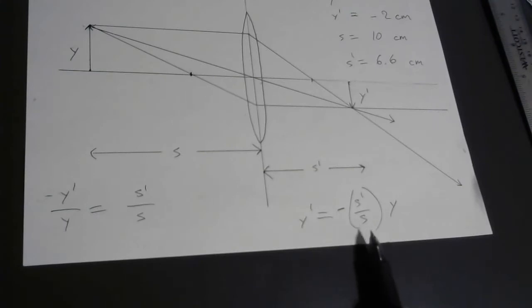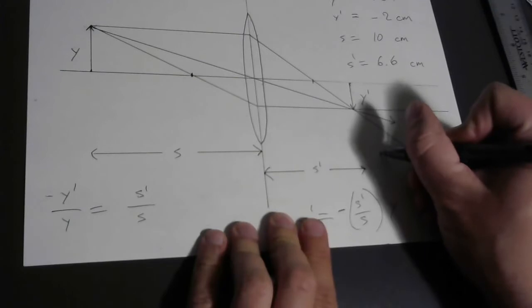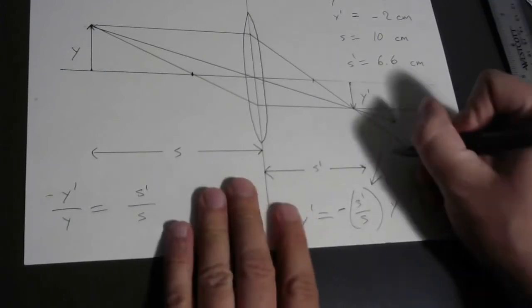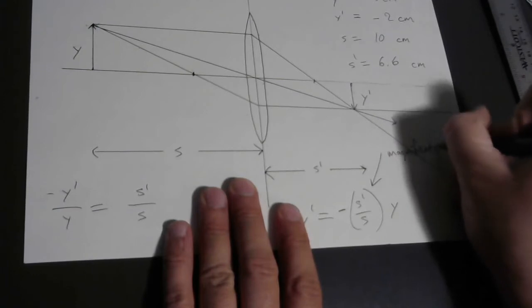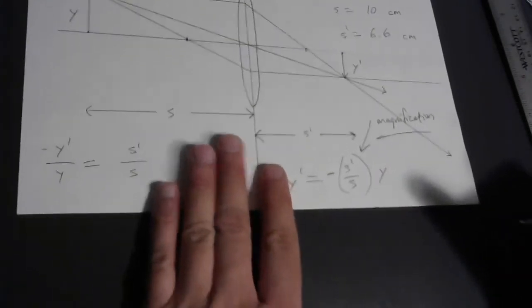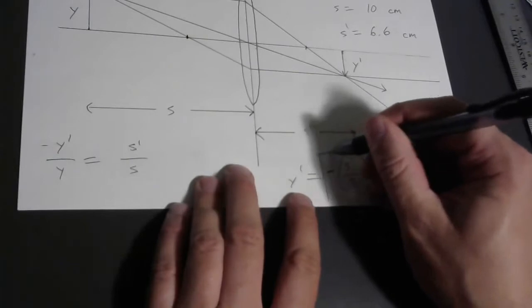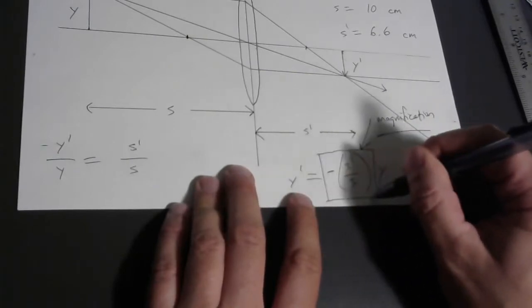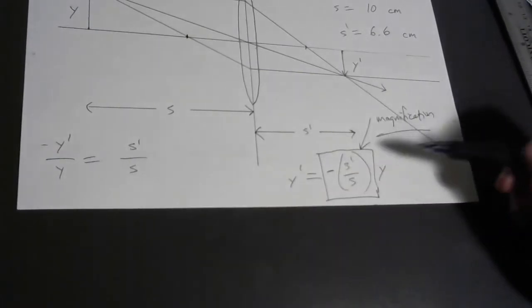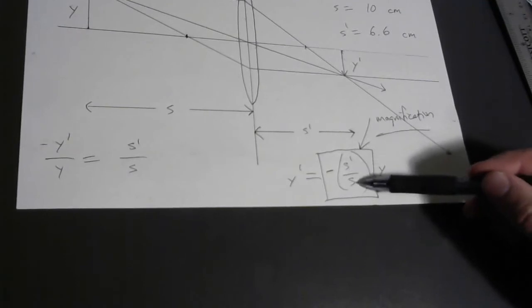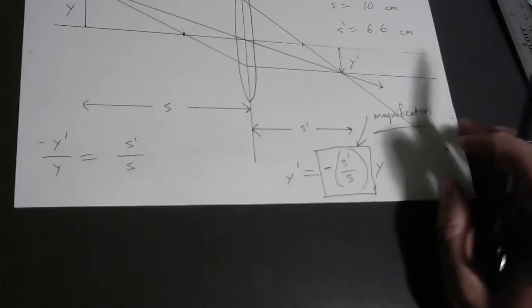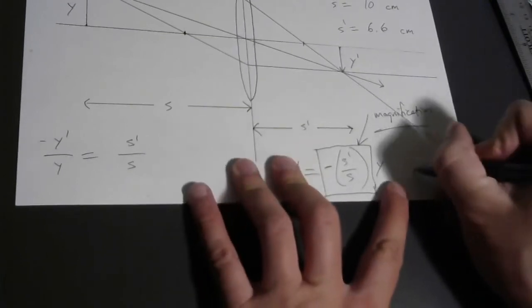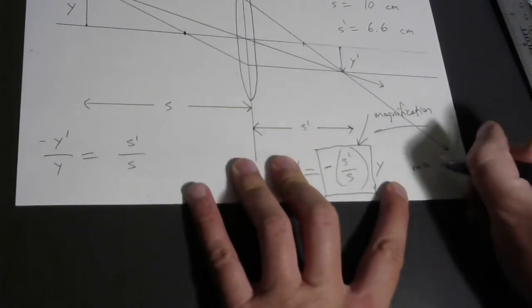You've seen this already. I wrote down the same equation for the pinhole camera. This quantity right here is called the magnification. In fact, I think it includes the minus sign. Yes, it does. So in this case, we've got 6.6 over 10, that's 2/3. With the minus sign, the magnification is negative 2/3. And we use the letter M.